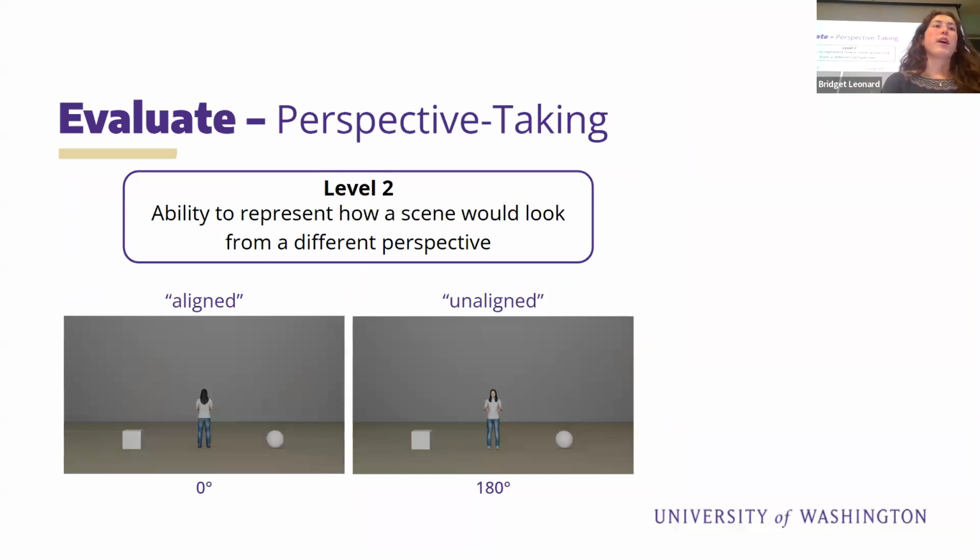So one thing that's interesting about perspective taking in the actual literature is that you have aligned and unaligned trials. So this is when viewer perspective matches the avatar's perspective, like in that aligned 0-degree trial. And then you also have the reverse, where you have an unaligned perspective, where your perspective is different than the person's perspective. And that would be around 180 degrees.